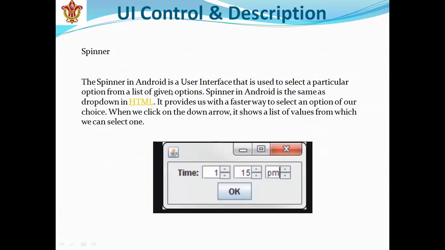So from the definition, what is the spinner? Simply, a spinner is like a roller, right? It is called the spinner because it can roll, it can move up and down. So a spinner in Android is a user interface that is used to select a particular option from a list. We can understand this easily with this picture or example.